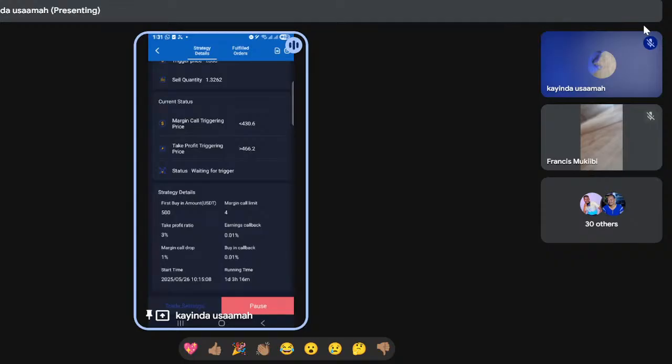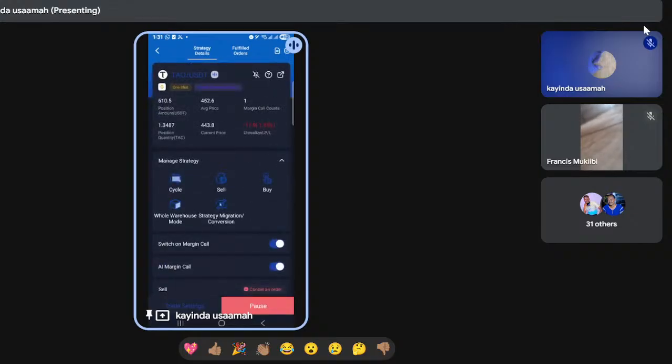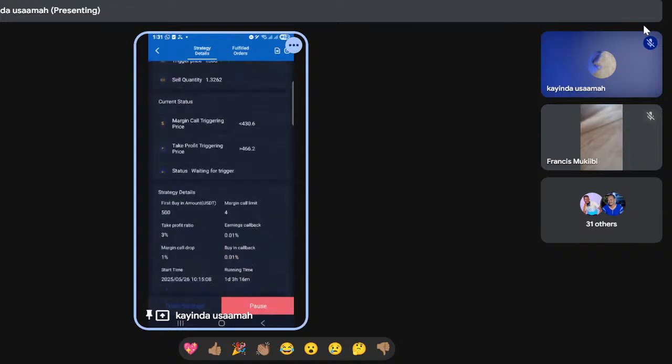The robot is showing you the summary of your settings. First buying amount $500, take profit 3%, margin call drop 1%. The next margin call drop is 1%. But here the market is almost at 2%, but the robot is not yet buying. AI is on. That time it was yesterday. Margin call limit 4. Earning callback 0.01, buying callback 0.01.